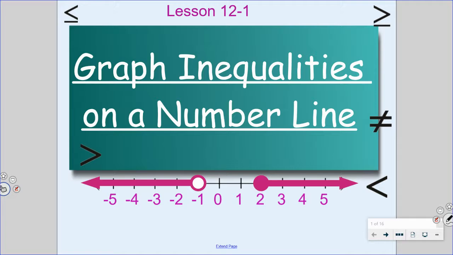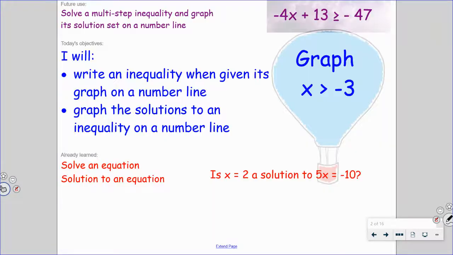Today we will be doing lesson 12-1, that's chapter 12 in our textbook, lesson 1, graph inequalities on a number line. All right, focus for the day is to do just what that title said, to graph an inequality on a number line, as well as to go the other way. Maybe instead of graphing the inequality, maybe we're given the graph and have to write the inequality.